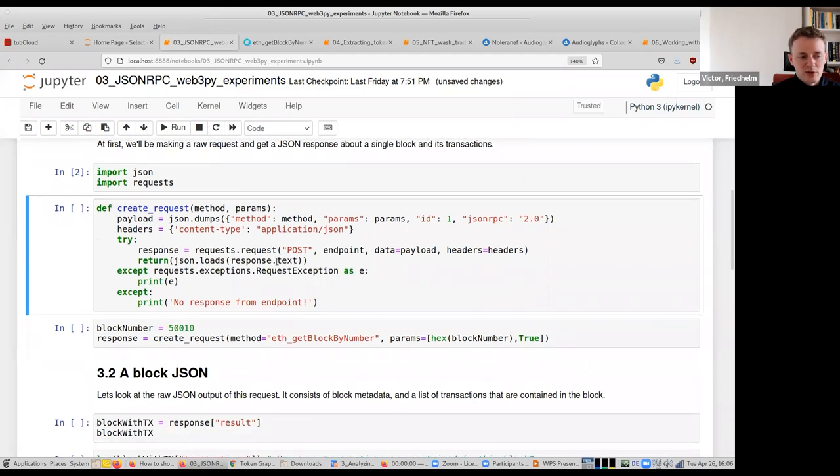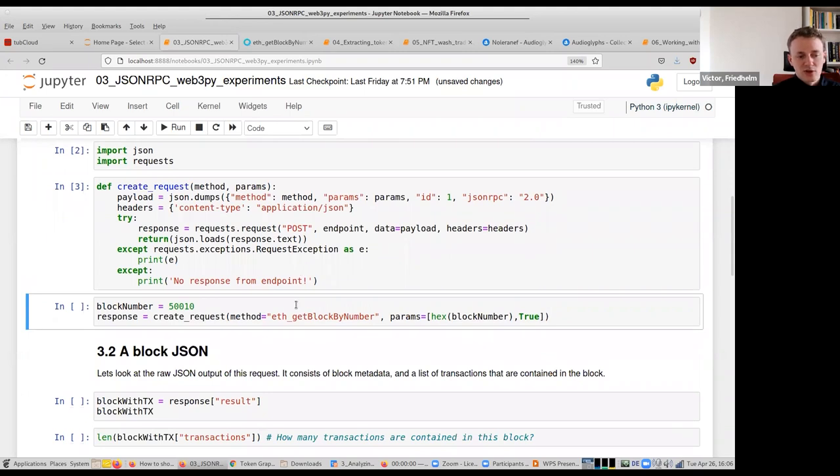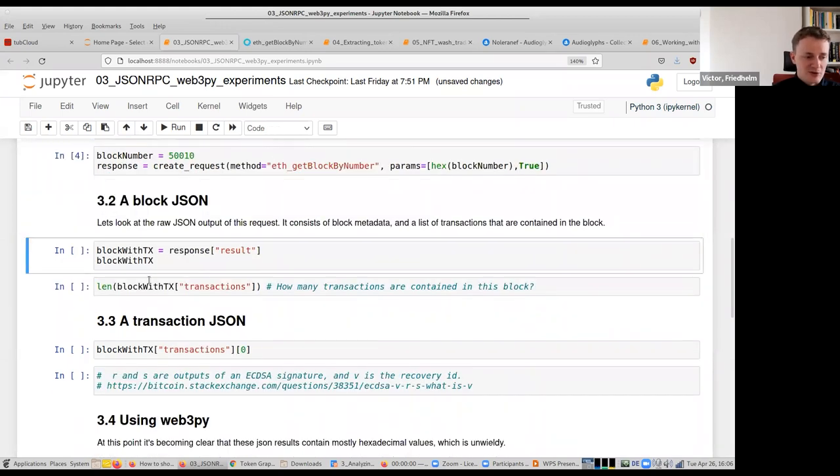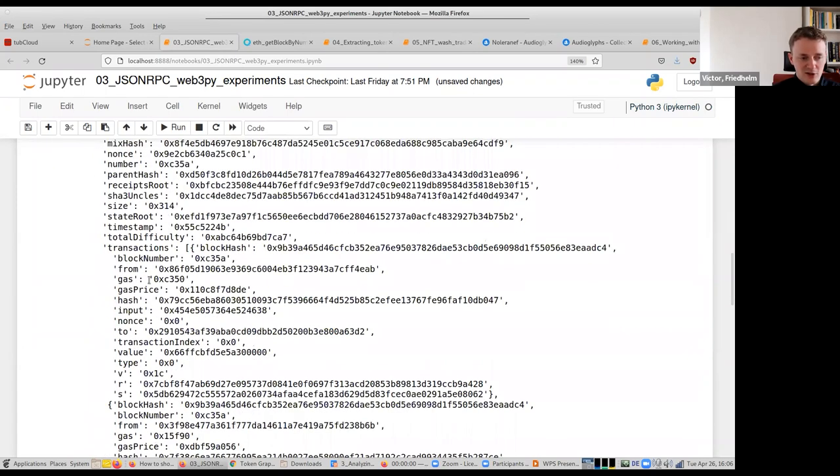For example, we want to use the method that's called eth_getBlockByNumber. So we can specify that method and then pass the hexadecimal version of a certain block and extract that information. So here we'll be trying to extract the block number 50,010, which is admittedly one of the very early blocks that existed in the Ethereum blockchain, but for the purpose of this exercise, this is useful because it's not too much data that this produces.